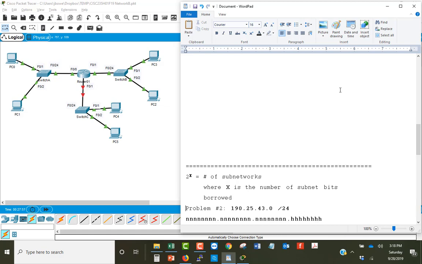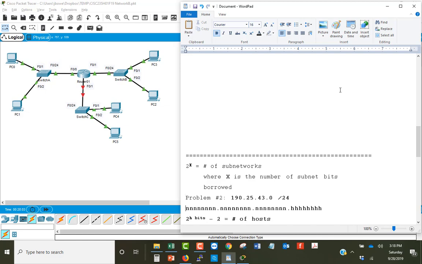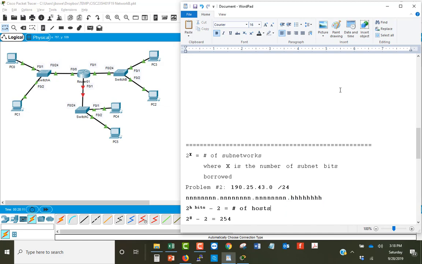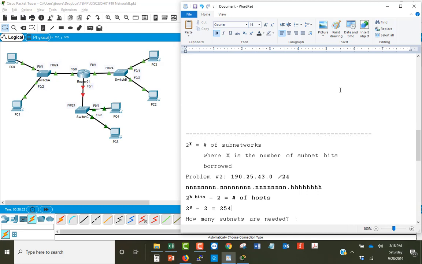So as we go down, I display that here. You'll notice that we've got our 24 network bits and our 8 host bits. Again, if we use the formula 2 to the number of host bits minus 2, that's going to give you the number of hosts. So I need to correct this, because the number of host bits for this problem is going to change. But right now it's at 254.